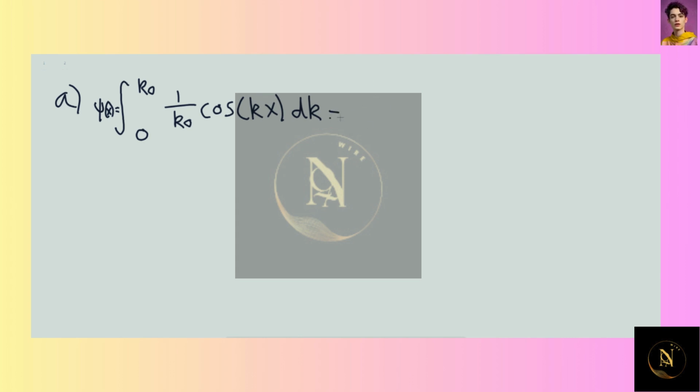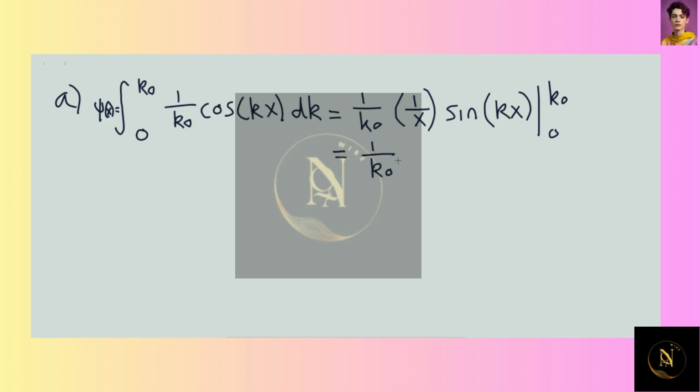So when we do that, we are left with 1 over k naught times 1 over x, because that's the constant that we're pulling out, times sine kx evaluated from 0 to k naught, which will leave us with 1 over k naught x sine of k naught x. And that's our psi of x.